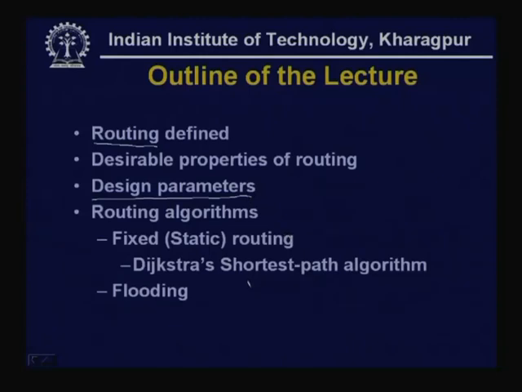Then we shall discuss two routing algorithms. One is known as fixed routing, and in this context we have to discuss some algorithms on shortest path. For finding out the shortest path, we shall discuss Dijkstra's shortest path algorithm. Then we shall discuss another routing algorithm known as flooding. So, we shall primarily discuss two important routing techniques, fixed routing and flooding, in this lecture, and in the next lecture we shall discuss some more routing algorithms.